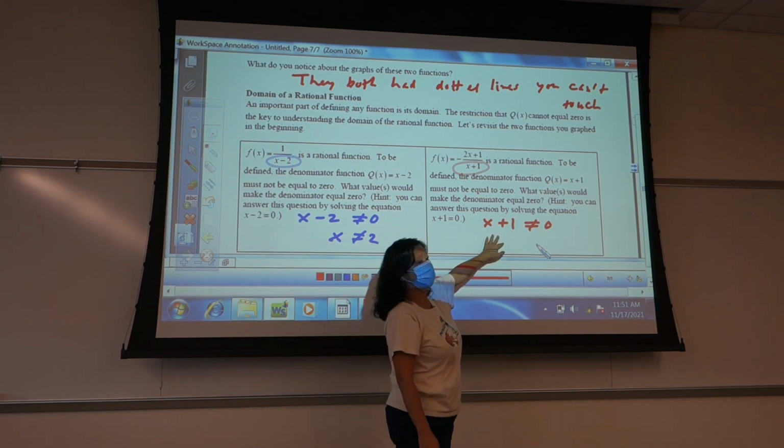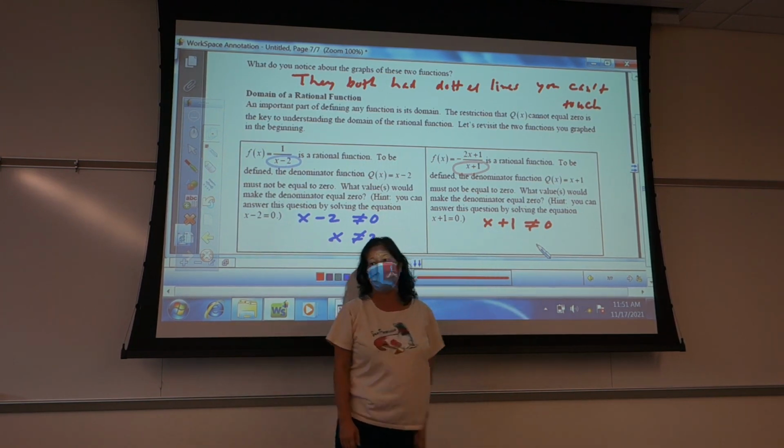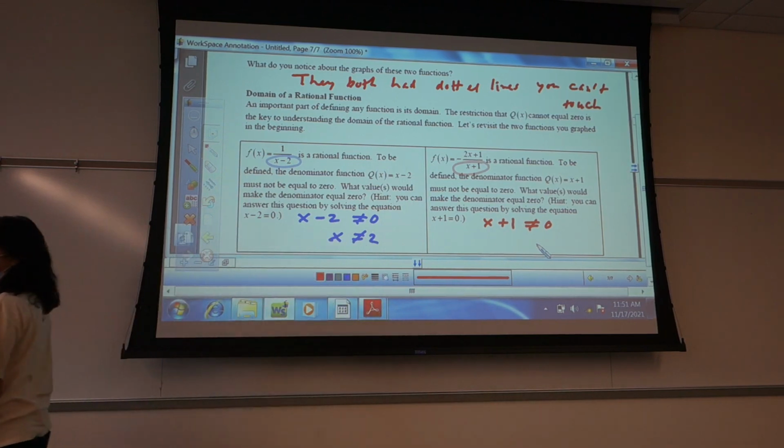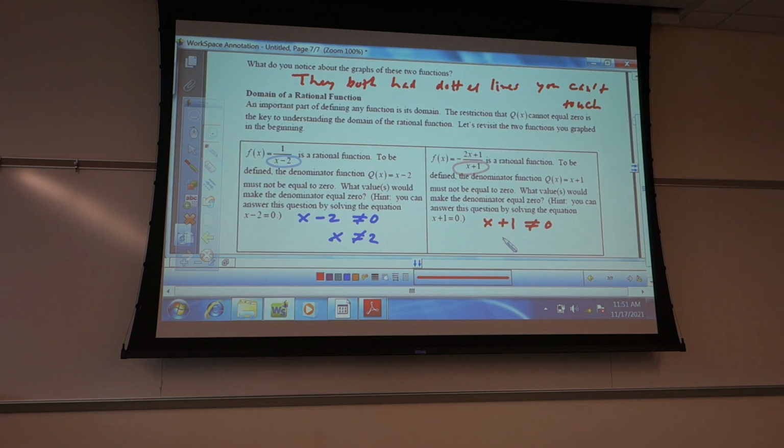What can x not be over here? I want to find what x cannot be. Solve that. X can't be what? How to get x by itself on the left side? Subtract 1 from both sides. So if I take 0, subtract 1, what do I get? Negative 1.